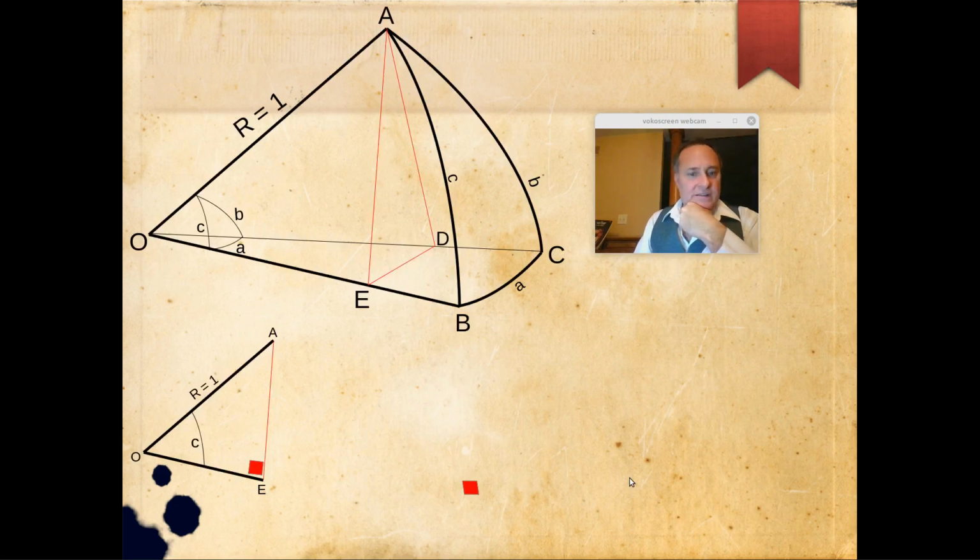Here's our drawing. Now, I see we got a little random red square on the screen. Hopefully that's going to make sense here in a minute.